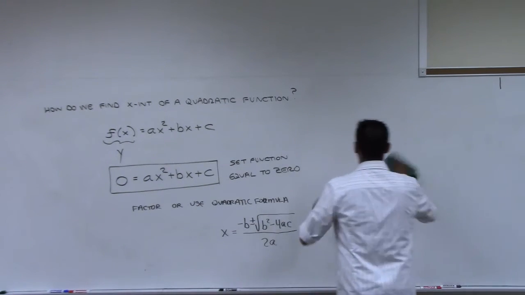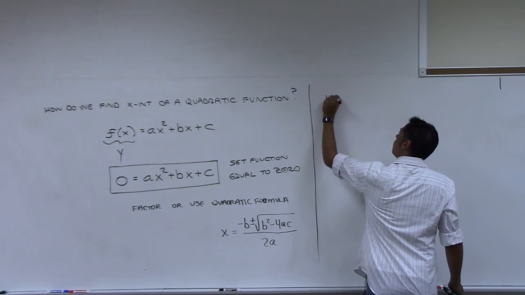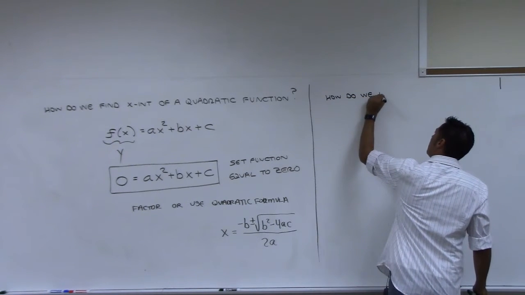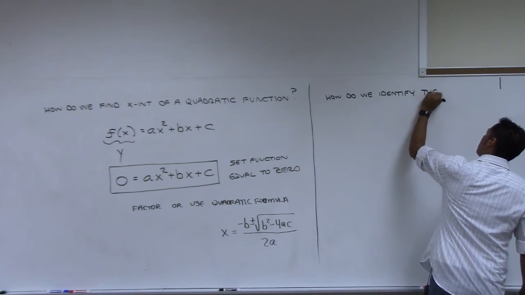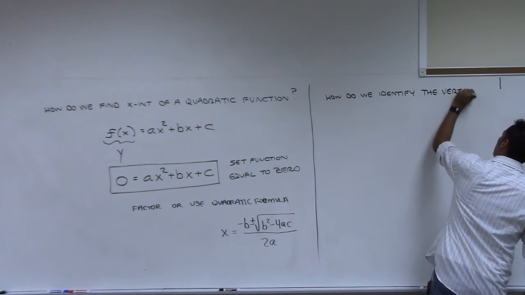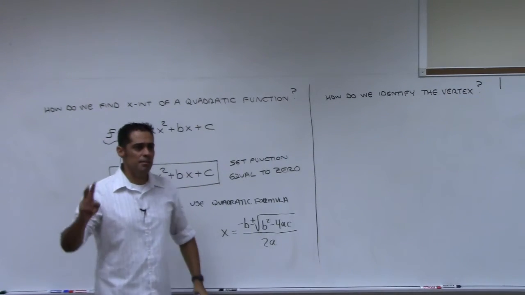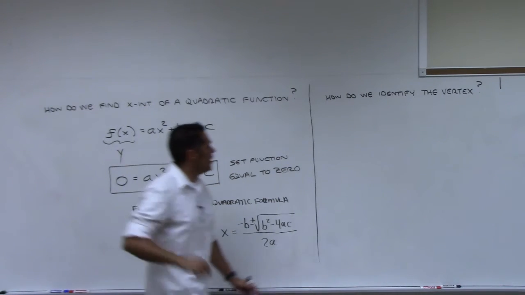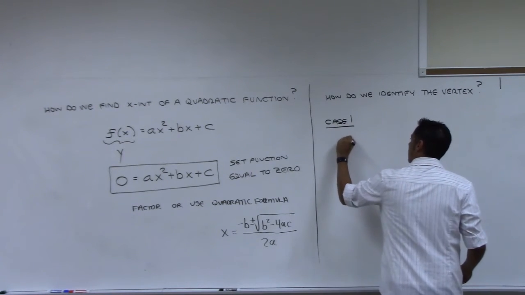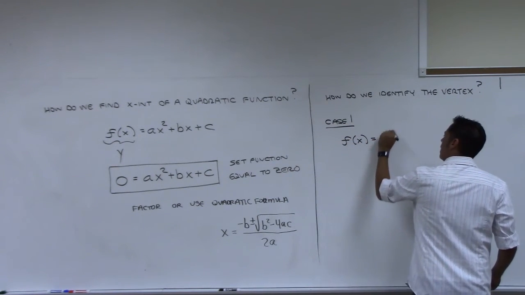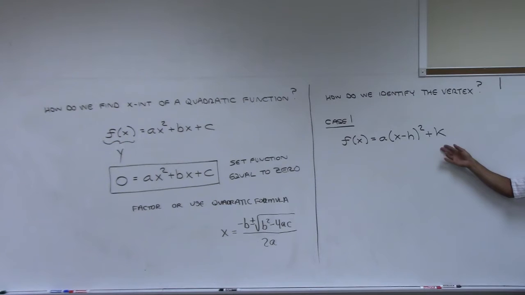Last thing, and then we'll do an example. How do we identify the vertex? The vertex is such an important point on a parabola. How do we actually identify the vertex? Well, it turns out that there's going to be 2 different scenarios. The first scenario, case 1, if our quadratic is actually in the form like this, that's called the what form?